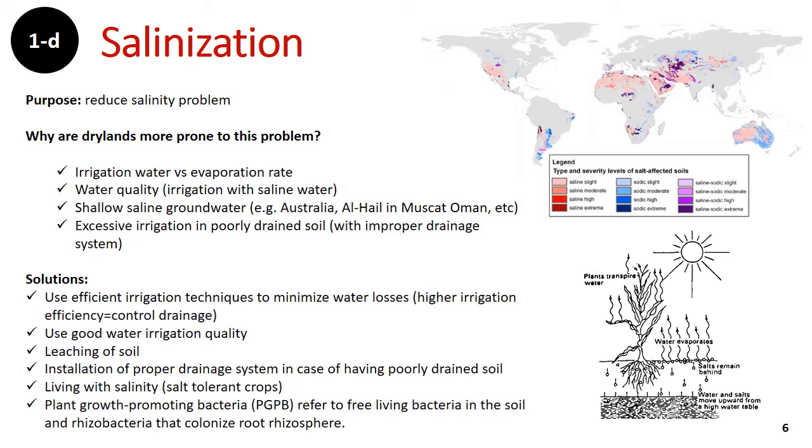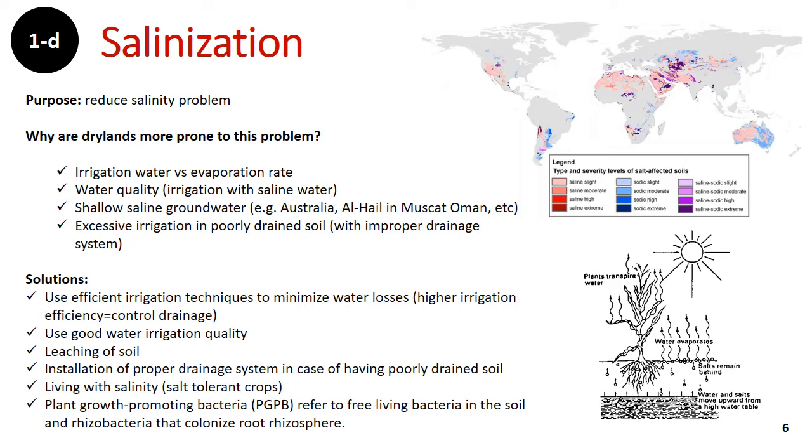In some areas and in some countries like Australia, they also face the problem of shallow saline groundwater. In this case, the water table is very close to the surface, and the quality of that water can be saline, and therefore you cannot grow anything on that soil.